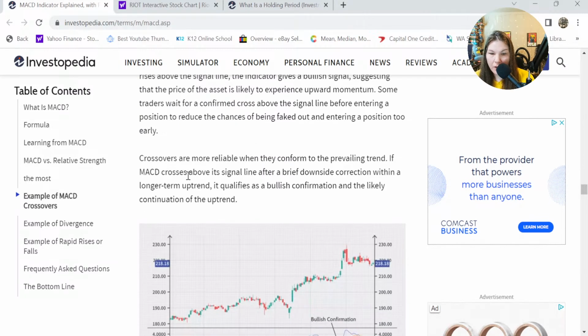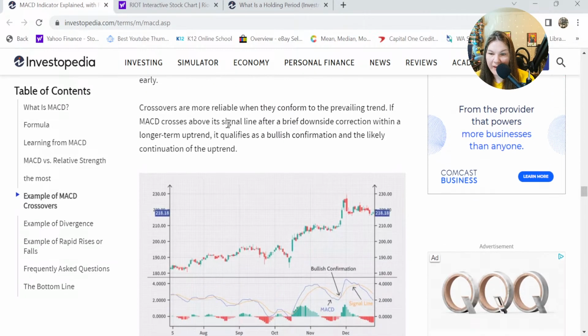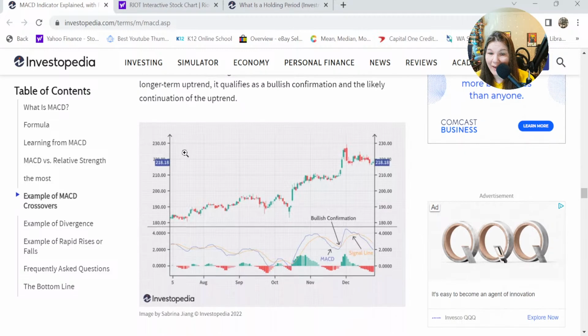So, crossovers are more reliable when they conform to a prevailing trend. If MACD crosses above its signal line after a brief downside correction within a long-term uptrend, it qualifies as a bullish confirmation and likely continuation of an upturn. So, if it comes here and goes up, it's bullish, guys. See the signal line down here? It comes down here and goes up, up, up. Those are bullish signals. So that's a confirmation.